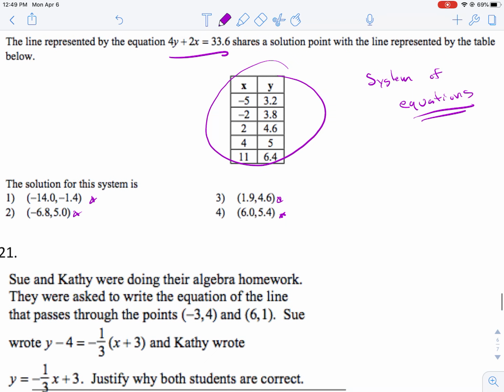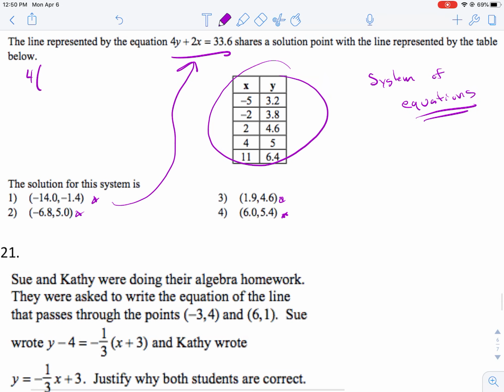Okay, and so what we're looking for is a solution point, or a point where these two lines intersect. Now what you want to do, and your easiest method, is to take these points and plug them into that equation right there. If it doesn't match up, then we know that point is out, because it has to be a solution for both.